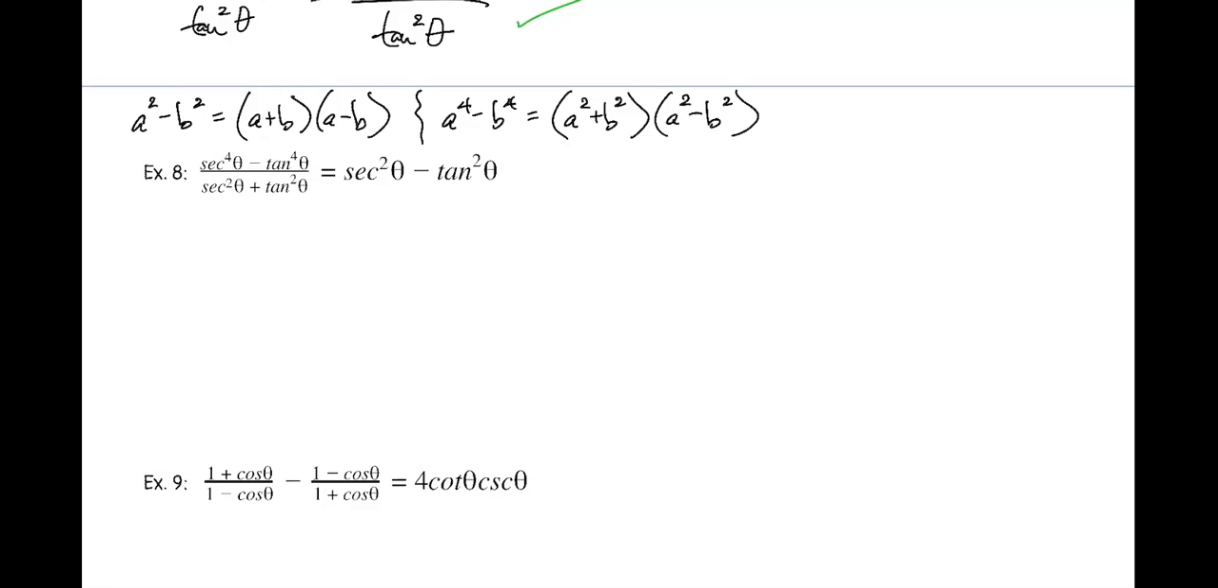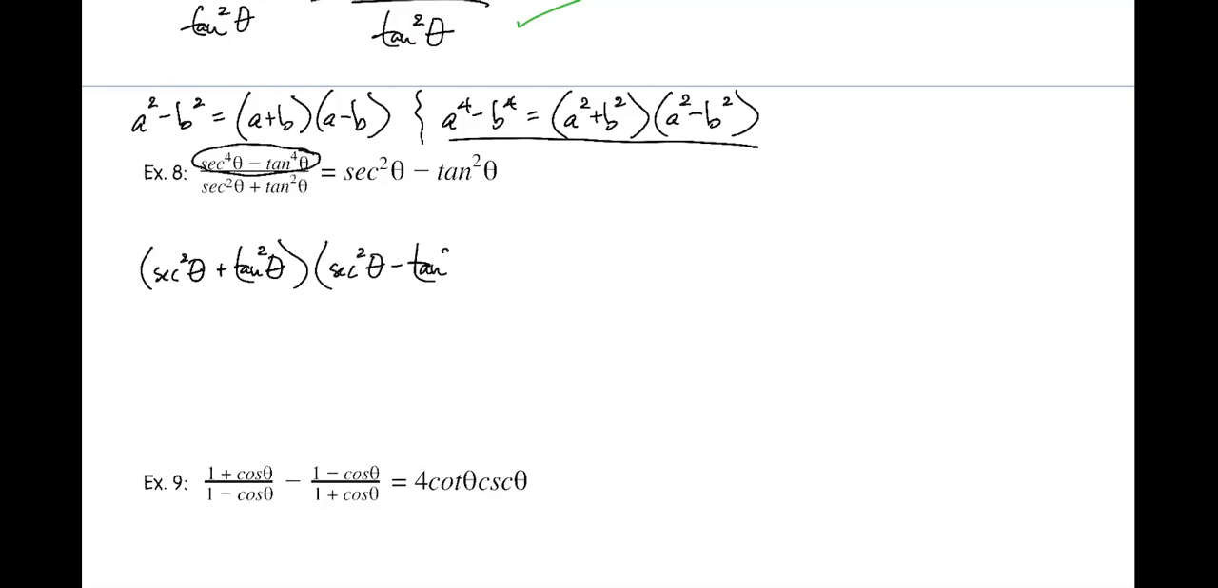And so it turns out that we can use this piece right here to help us with the numerator, secant to the 4th minus tangent to the 4th, okay? So if we apply this factoring to the numerator, I can turn secant to the 4th minus tangent to the 4th into secant squared plus tangent squared times secant squared minus tangent squared. Now we can say we just factor, okay?